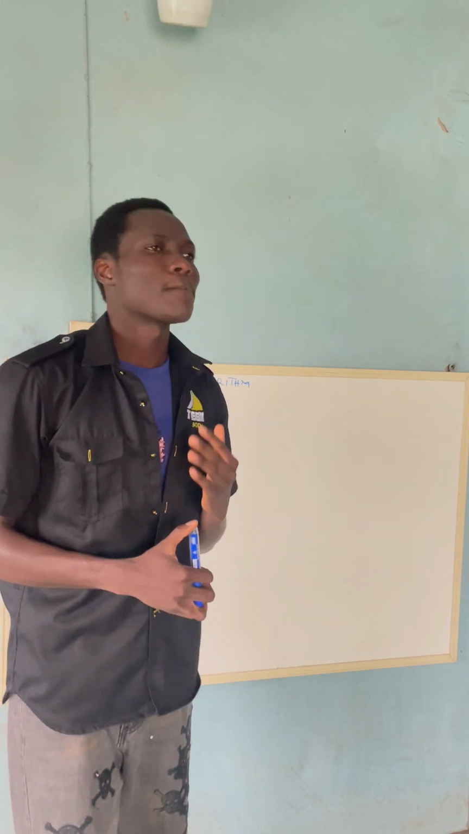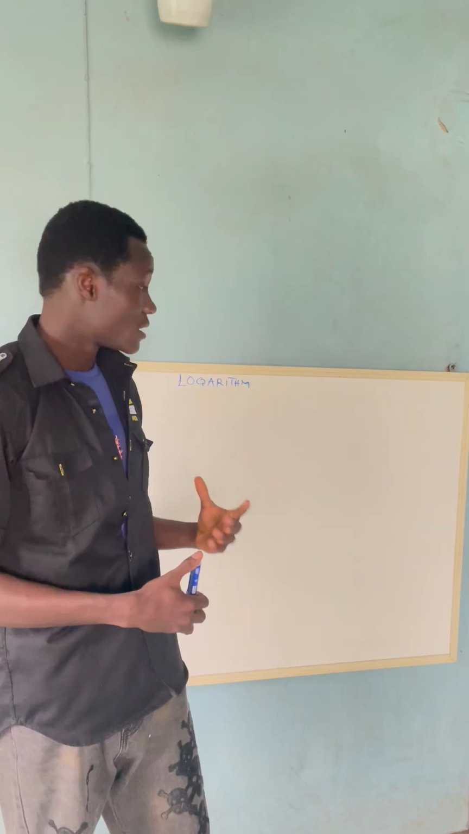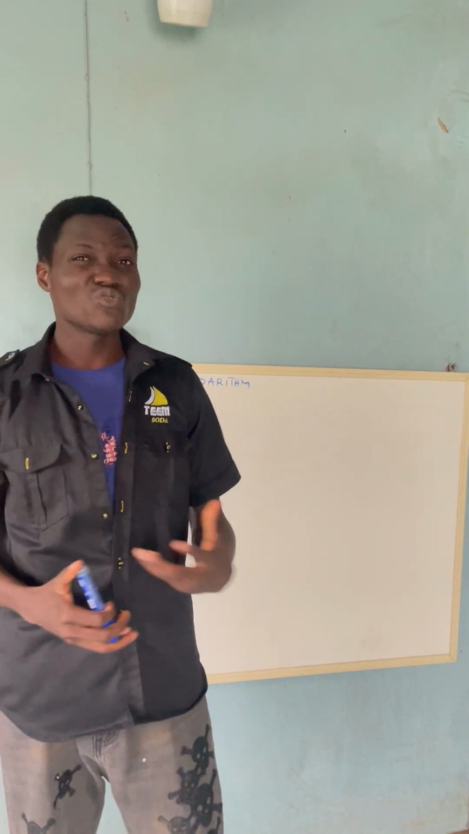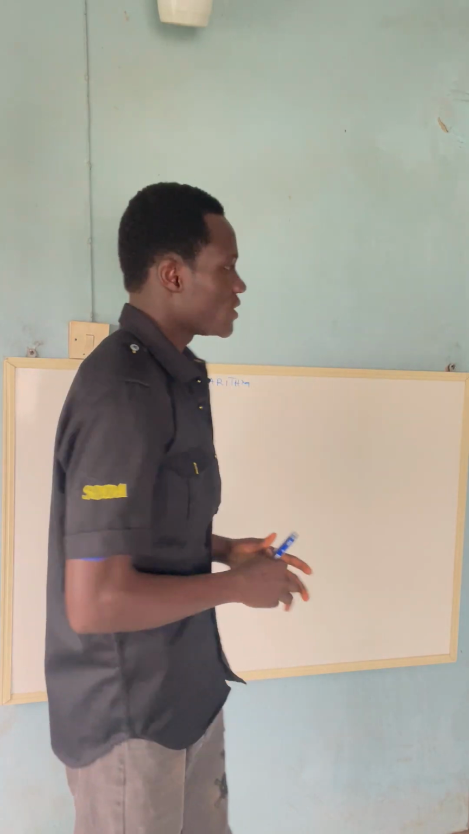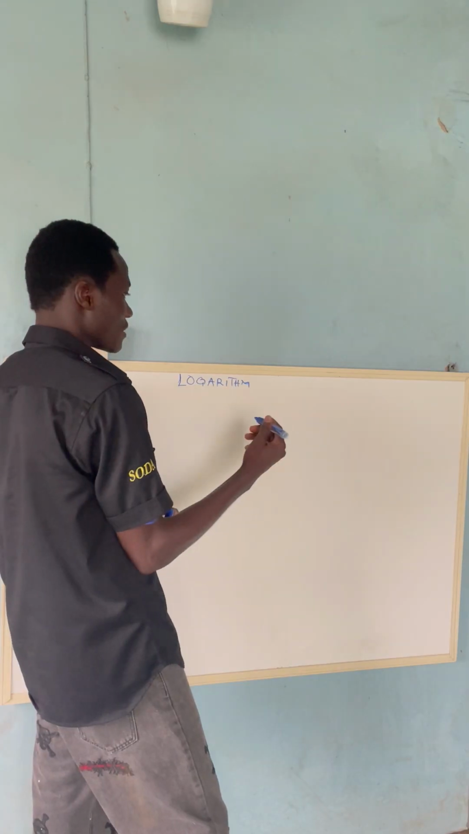And what is logarithm? Logarithm is actually the power a number is raised to get another number. The power a number is raised to get another number. This I'm going to be illustrating with a mathematical expression. As I said, logarithm is the power a number is raised to get another number. And let's see what is the meaning of that.